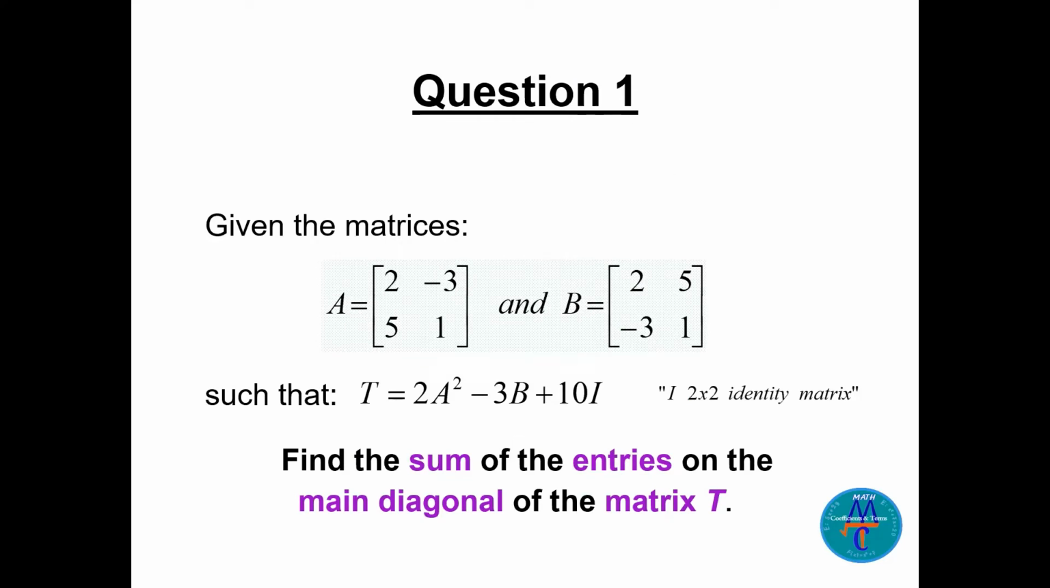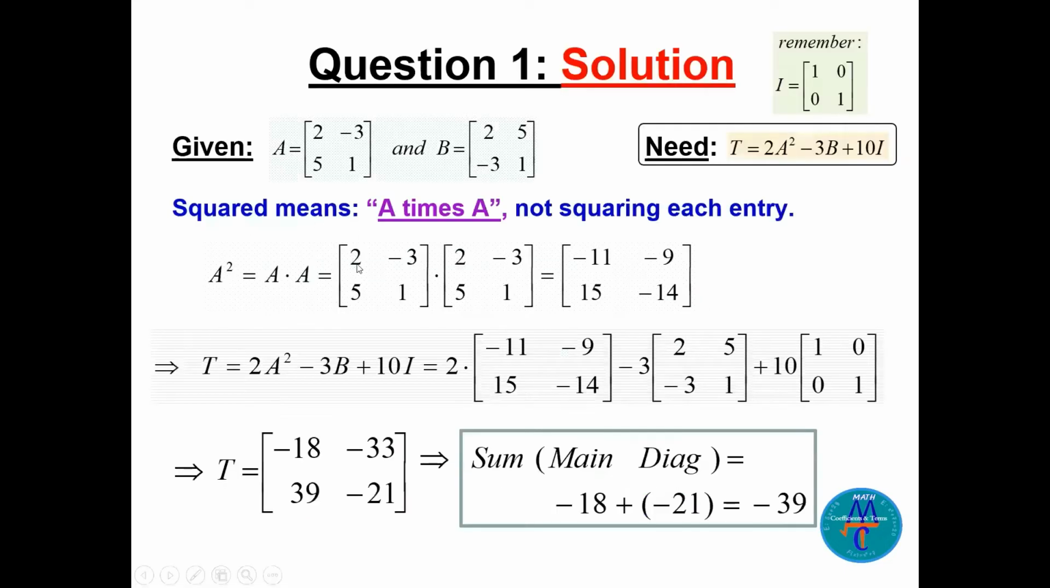Question number 1: given the matrices A and B, each one is 2 by 2, such that the matrix T is equal to 2A squared minus 3B plus 10I, where I is the 2 by 2 identity matrix. Now the question: find the sum of the entries on the main diagonal of the matrix T. So first we have to find the matrix T, then we add the entries on the main diagonal.